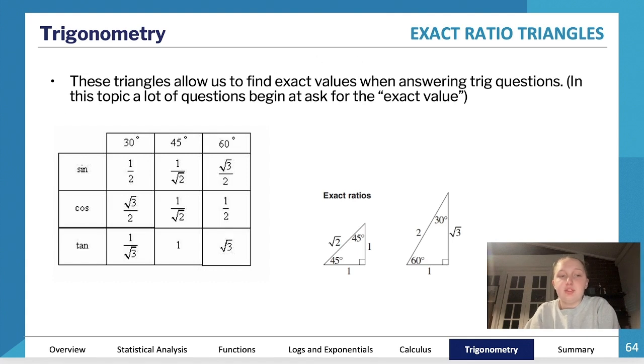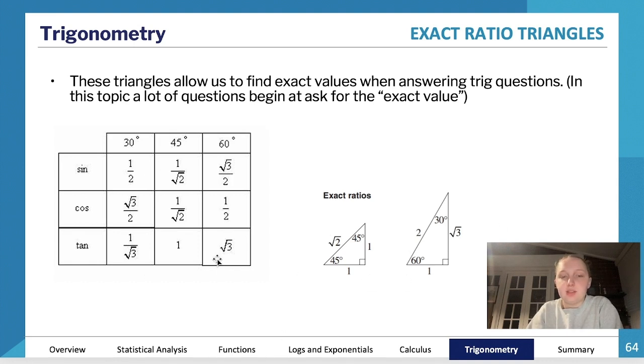The next super important thing for trig is just knowing your exact ratios. These triangles are on your formula sheet. This is a direct snip from the formula sheet. So don't bother memorizing these. Just knowing that they exist on your formula sheet and that you have to use them when the question says exact value, that's all you really need to know about these.